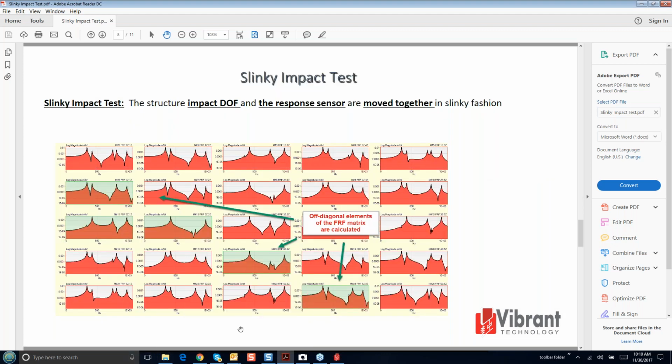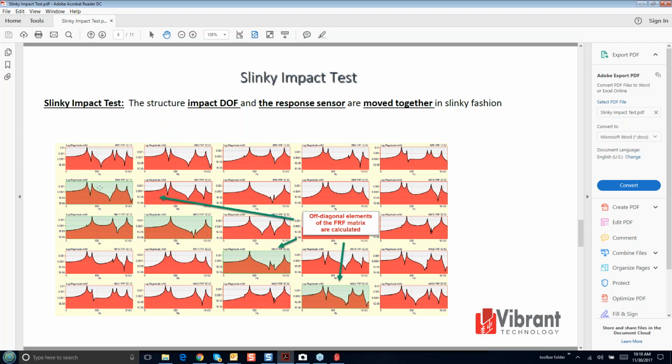Okay, so here's what we're going to talk about today, and this is a Slinky impact test. So rather than measuring a row or column of FRFs, we're going to measure in a very unique way. You can see these are the off-diagonal elements. Now, the diagonal elements are the ones down the diagonal. That's where the impact or the input is the same as the output or the response. But here we don't ever measure a diagonal element. We measure these off-diagonal elements.